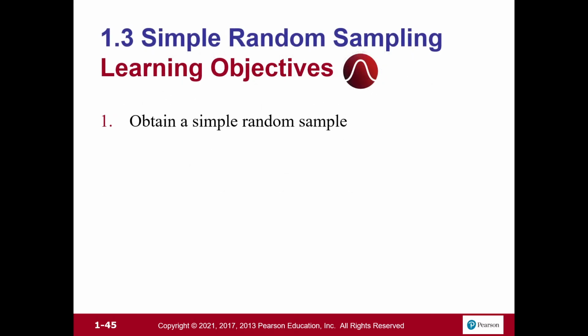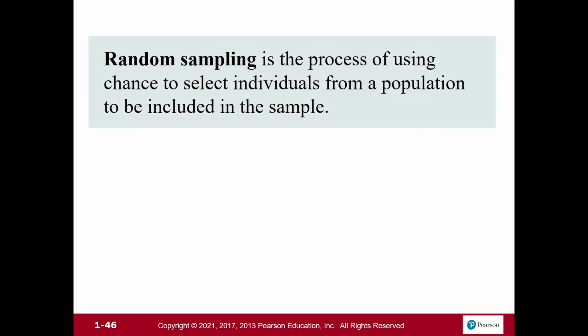All right, so we're going to look at section 3 now, and this is SRS, simple random sampling. The main objective here is to obtain a simple random sample. So first, random sampling: what is it, and why do we do it?